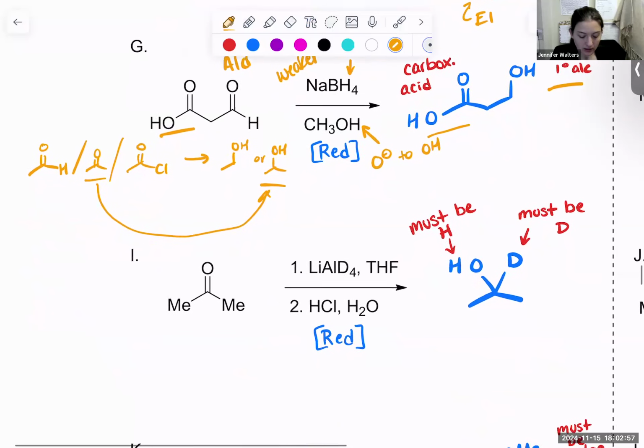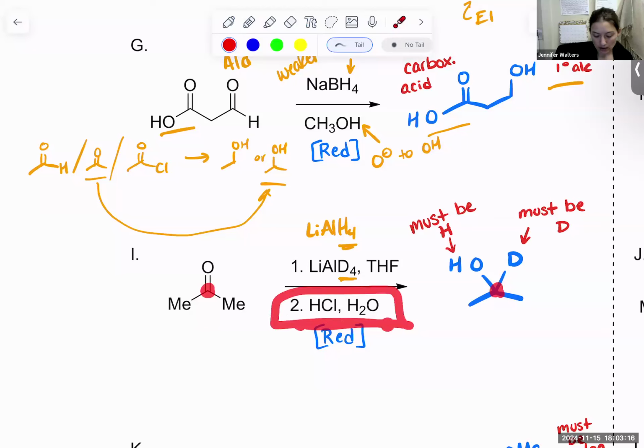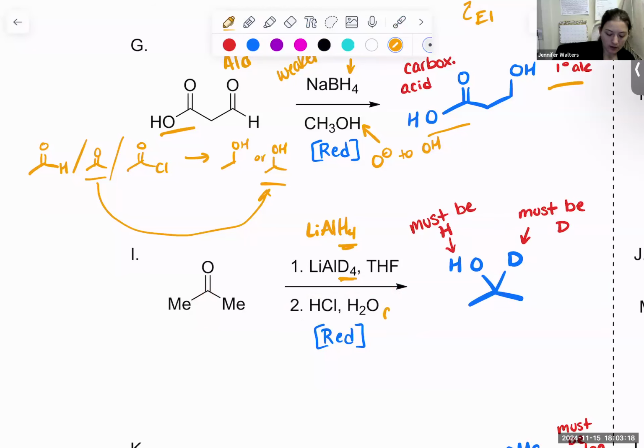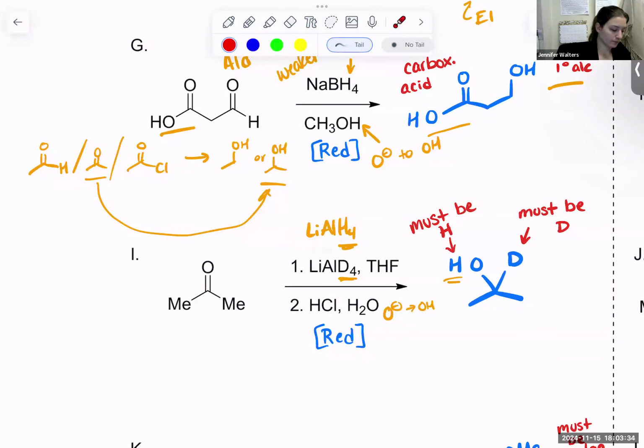I. All right, so now I have my lithium aluminum deuteride. If it was LiAlH4, then that would be adding hydrogens to my carbon. But I have deuterium, so that shows that my deuterium is what is adding to the carbon of the carbonyl. And then my acid workup, this is what protonates the alcohol. That's what turns the O- into OH. So that's why it had to be a hydrogen. So step 1, put the deuterium. Step 2, put the hydrogen. So that's why it had to be that product. Any questions about I?